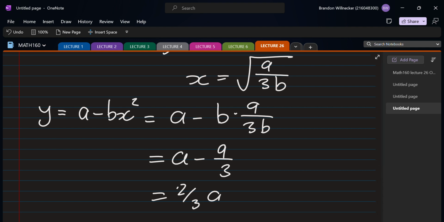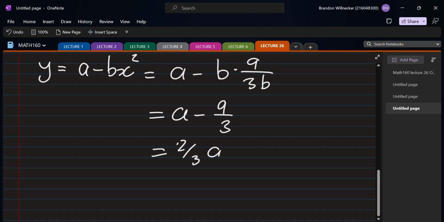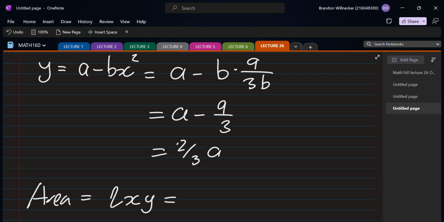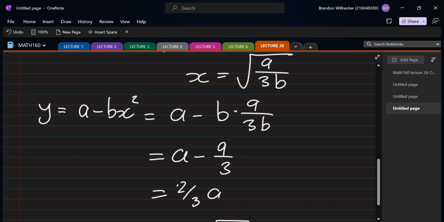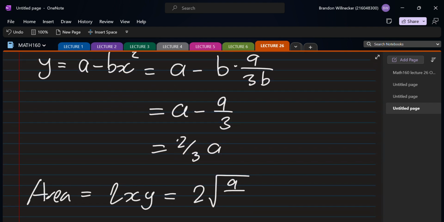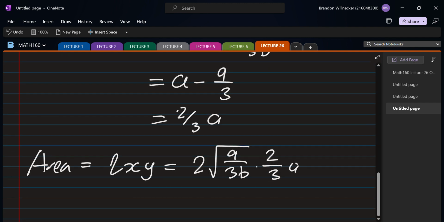We've got the x value. So multiplying y with 2x, that gives us the area. So the area is going to be 2xy. Okay, so that's going to be 2 times x, so that was root a over 3b, times y, and that was 2/3 a. Okay, so you can simplify that if you want, but I'm just going to leave it like that as the area for that rectangle.